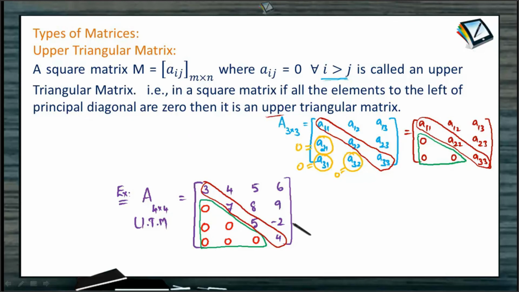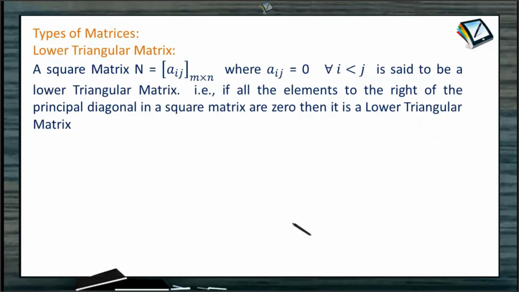Now let us see the other way of getting the same, that is the lower triangular matrix. Here an element Aij of the matrix is 0 if i is less than j, that means the row number is less than the column number. Then such a square matrix is called a lower triangular matrix. So how will the lower triangular matrix of order 3 by 3 look?